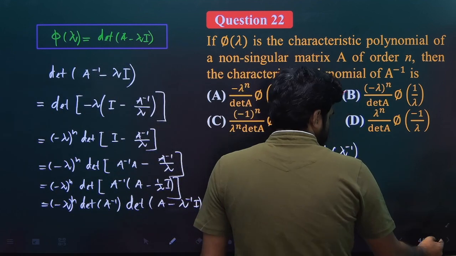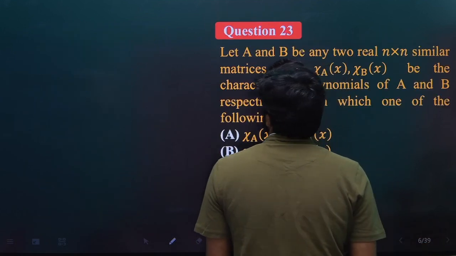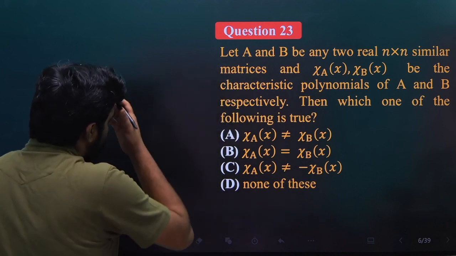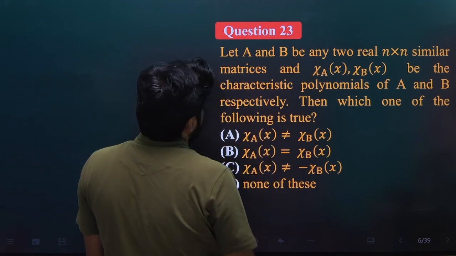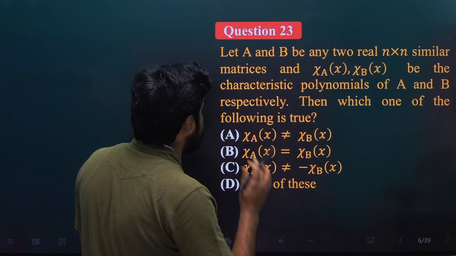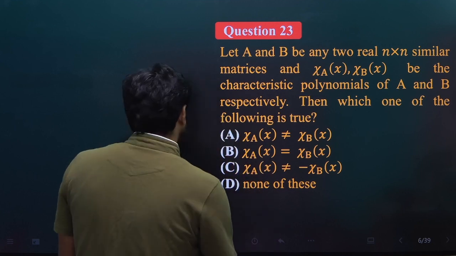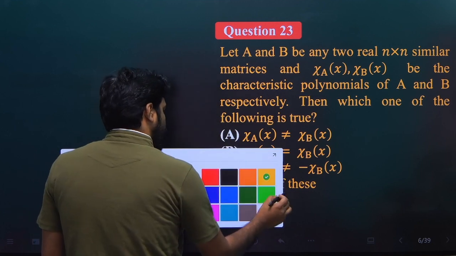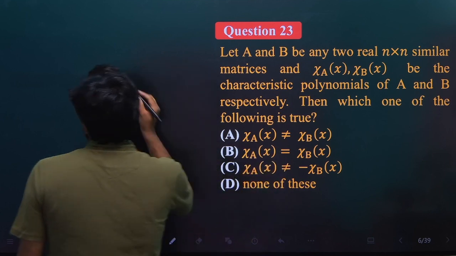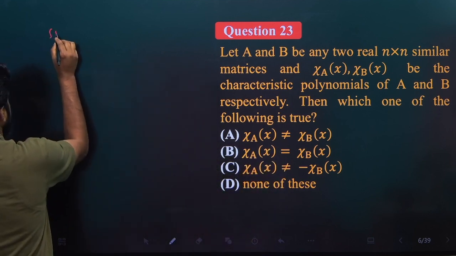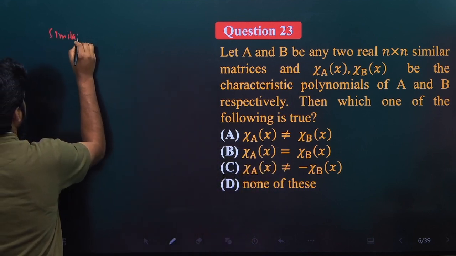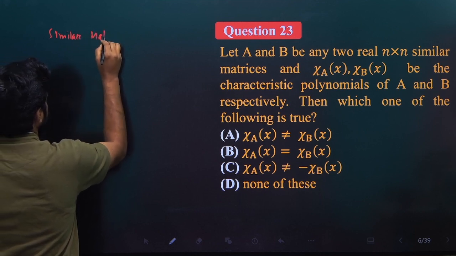So next, what is given here: let A and B be any two real similar matrices. First, recall the definition of similar matrices.